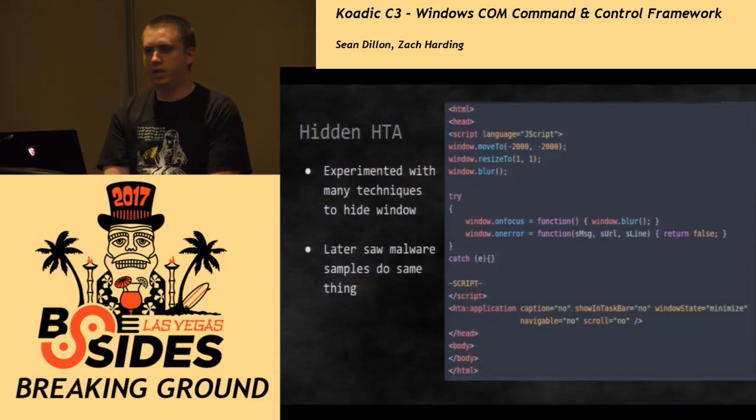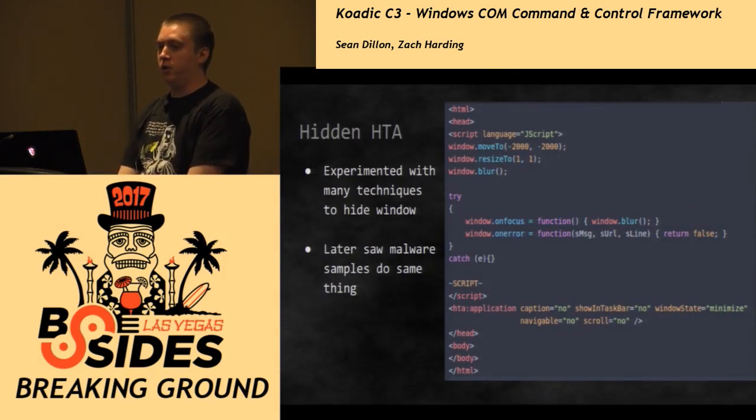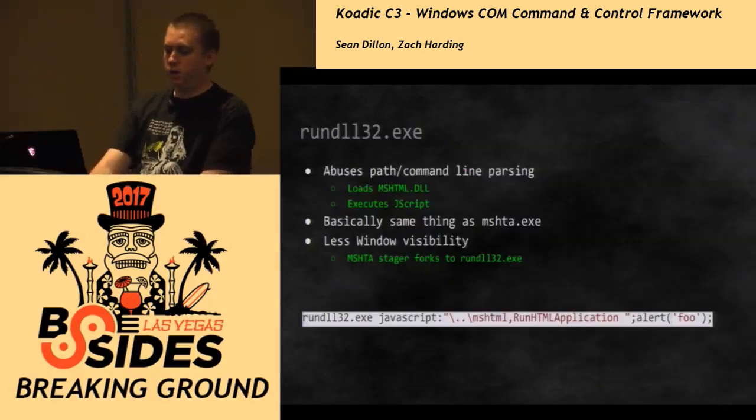This is going to pop up a window on the desktop when you run an HTML application. So we experimented with many techniques to try and hide that window, and I spent a lot of time working on that. Eventually I just wrote some JScript that'll move the window off screen and resize it to 1 pixel. It'll blur to remove the focus, and then there's also some XML in there that will hide the window from the taskbar. I thought this was really bad, but I was looking at some malware samples that do the same thing, so I didn't feel so bad.